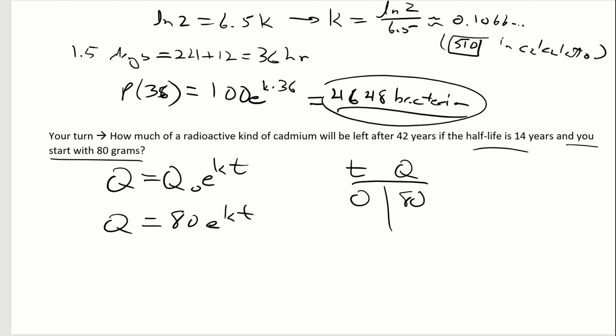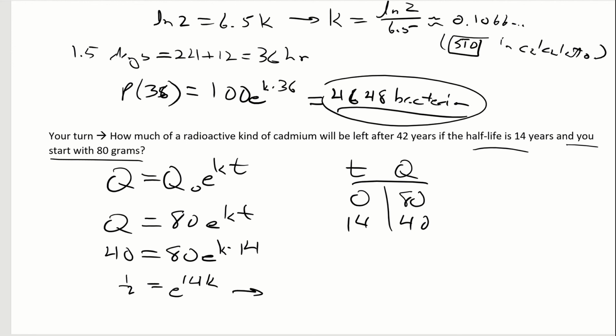But then they said the half-life. Half-life, 14 years, you have half of what you started with. Not doubling, halving. That's what half-life is about. So we use this information and we go, apparently we get 40 when we plug in e to the k times 14 years. So you're supposed to divide, you're going to get a 1/2 here is e to the 14k. That means that 14k is the natural log of 0.5. And therefore, when you divide by 14, you get a k value.